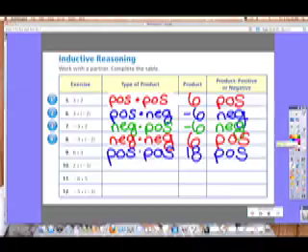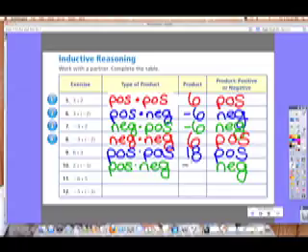Let's go with, how about Trey? Trey, are you ready? So this is going to be a negative times a positive. Trey, what's a negative times a positive always? Good job, Trey. And then he said negative. So now we've got negative 6 times positive 5. Good job. Be proud of yourself.